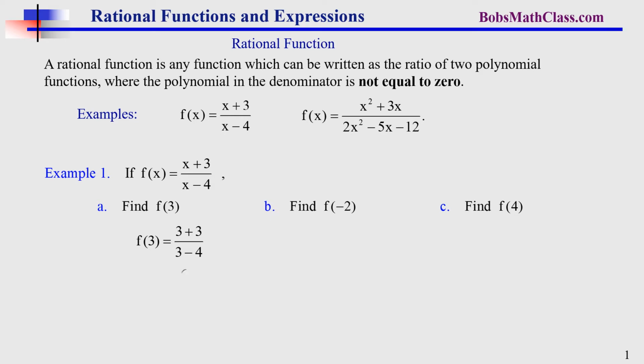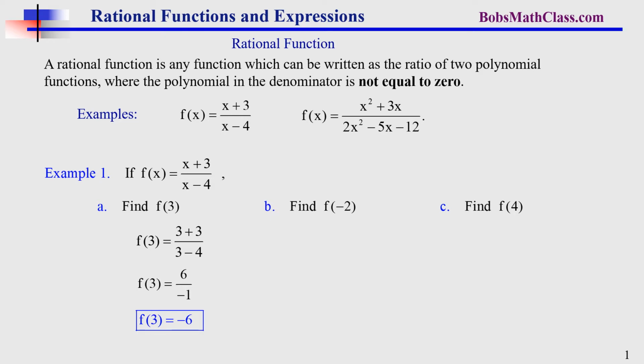Then what does that give us? 6 on top and negative 1 on the bottom. And 6 over negative 1 is negative 6. That's it. That's f of 3. Some people make a mistake and try to divide by 3 now on both sides. That would be incorrect. It's just a notation saying we have a function and we're plugging in 3.